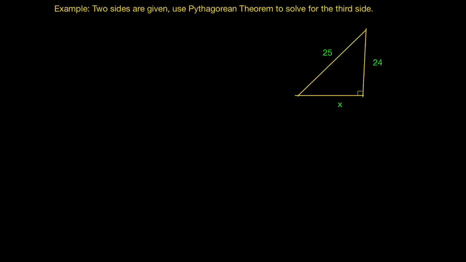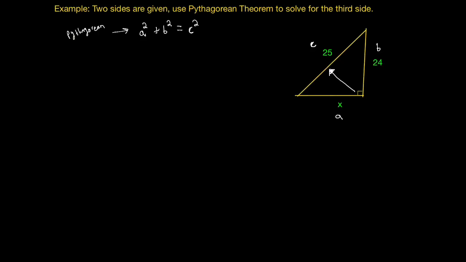Let's look at another example. So here, again, we have to first label the triangle. The side that is across the 90-degree angle is going to be labeled as C. And the other two sides, one has to be A, one has to be B. So I'm going to label X as A, and I'm going to label 24 as B. So let me go ahead and map out my general equation. A squared plus B squared equals C squared. That's the Pythagorean theorem.